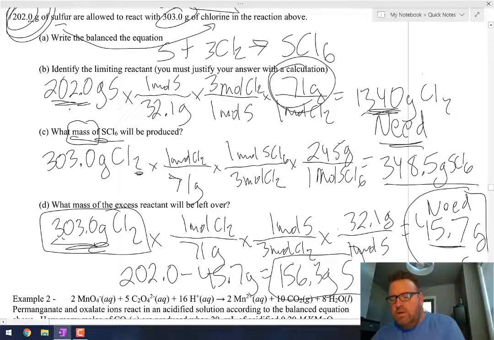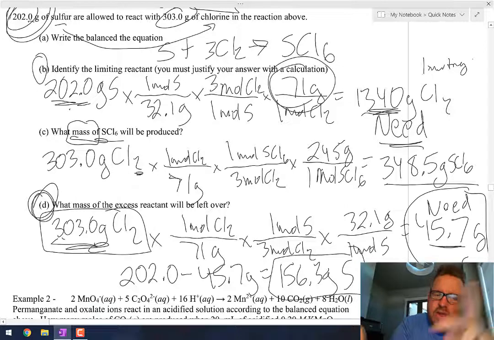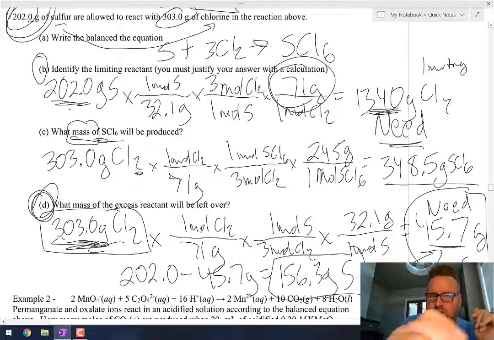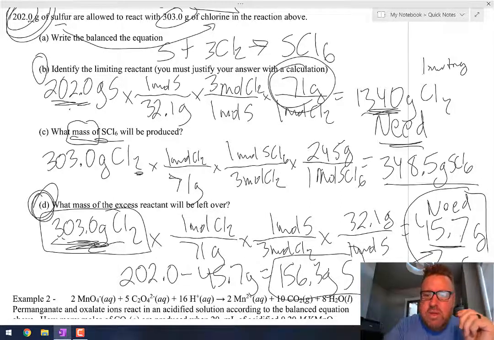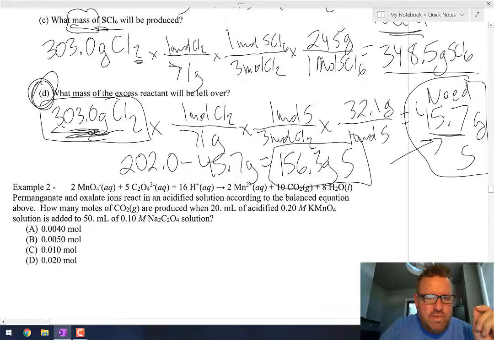Okay? Now remember, sometimes when you get to this, if there is that question, how much of the excess reactant is left over? Here, we got the limiting reactant was chlorine. If we had done it backwards, if we had started with Cl2 and gotten sulfur, we would already know that answer. We could have just taken the 202 and subtracted the 45.7. We didn't, and so we had to do another step to do that. But just know that sometimes you can do that.